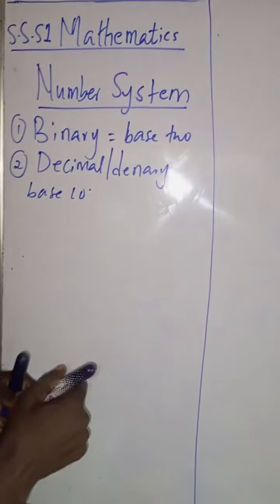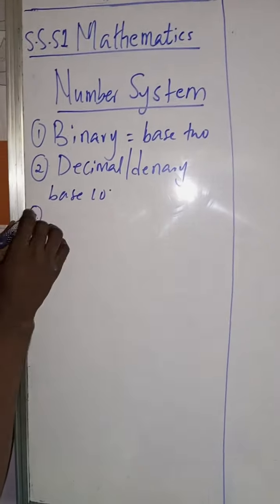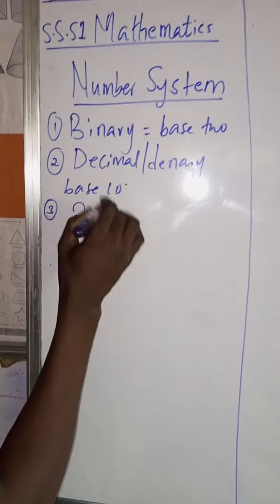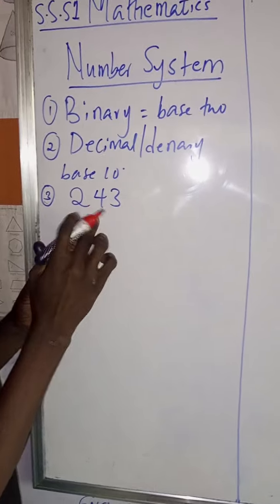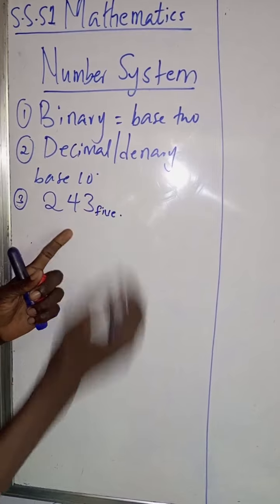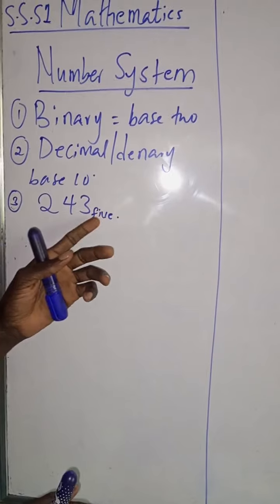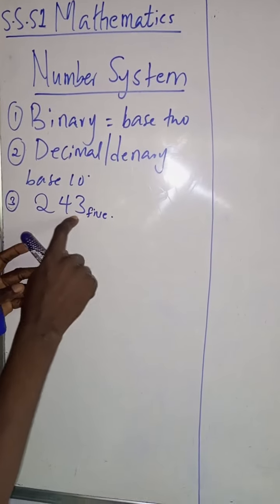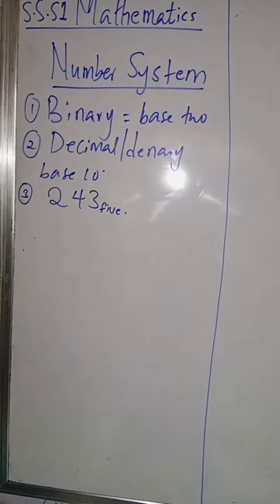Now let us go to other bases. As a student or teacher of that class, know that any base you are moving towards, for instance if I have 2, 4, 3, my base can never be less than any of these digits. So the least base I will have here is base 5, because the base has to be greater than any of these digits. Let's just have that in mind.